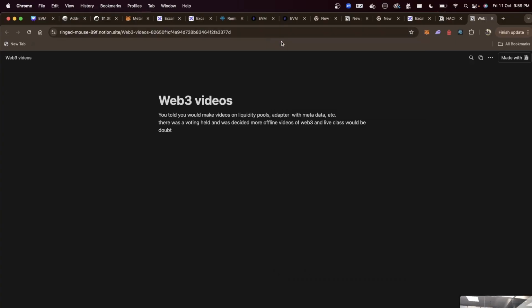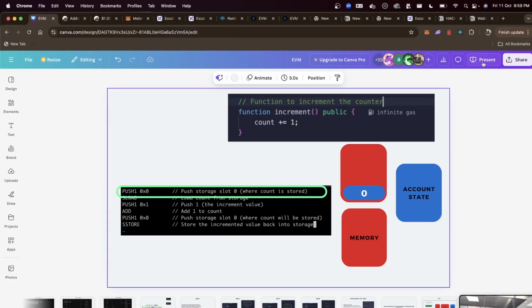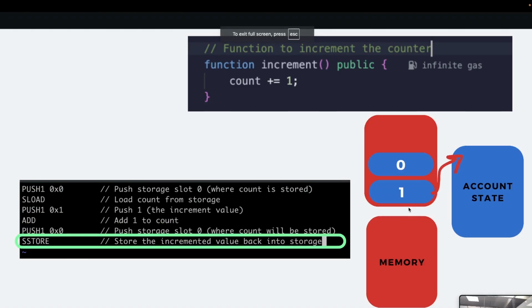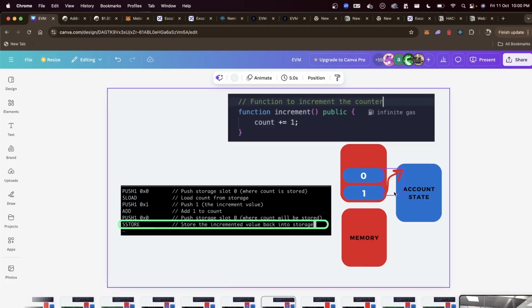Yes. Great question. Because the store opcode needs two things. What value do I want to store? Where do I want to store it? Do I want to store it at the 0th position? Do I want to store it at the 5th position? Where in this account state do I want to store it? So store expects two things to be on the stack: the data that you want to store and where you want to store the data. What is on top is where you want to store it. What is below is the data that is being stored.